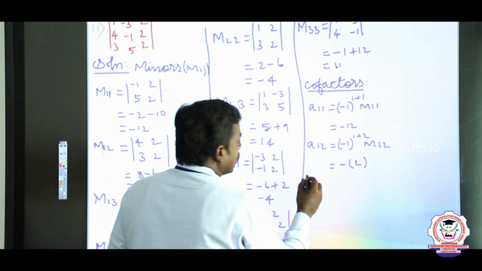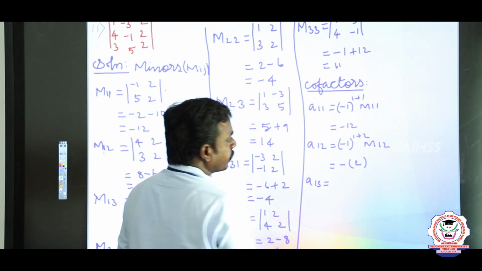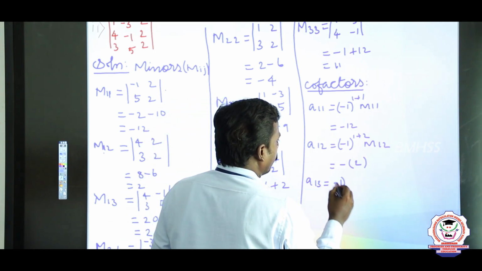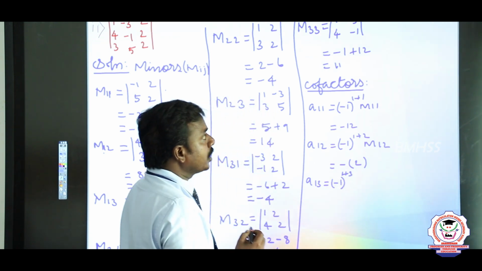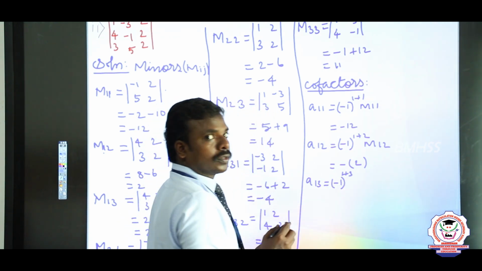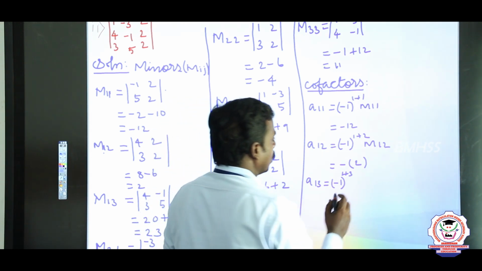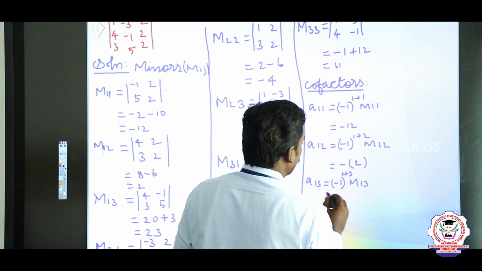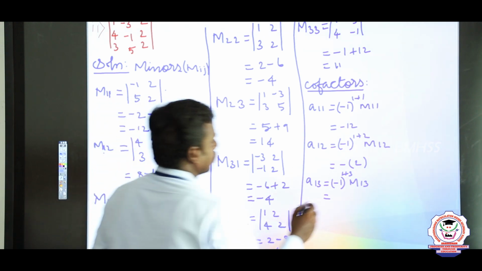Listen, A13. A13 is equal to minus 1 whole power 1 plus 3. 1 plus 3 is 4. If you get an even number, it will change as plus. So the plus value is there, and M13. M13 is what? M13, that is 23.